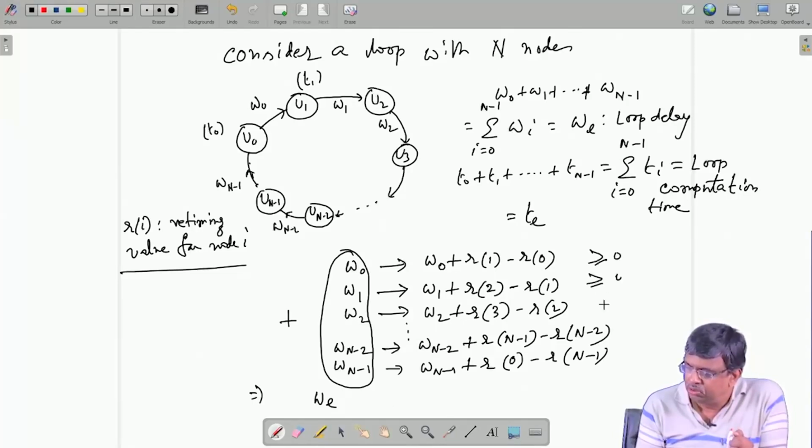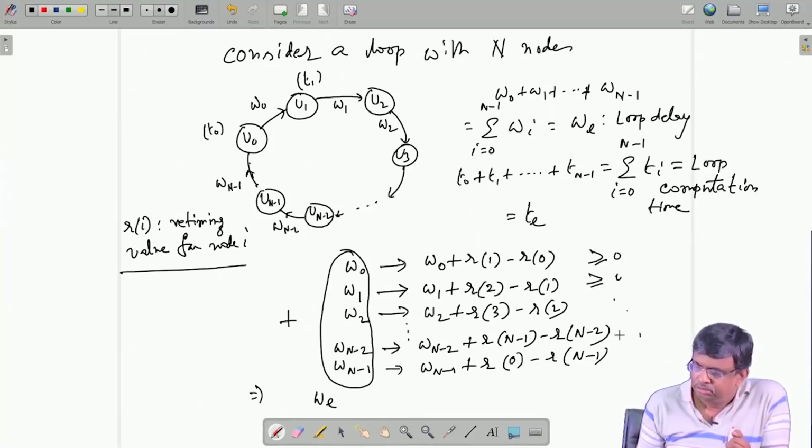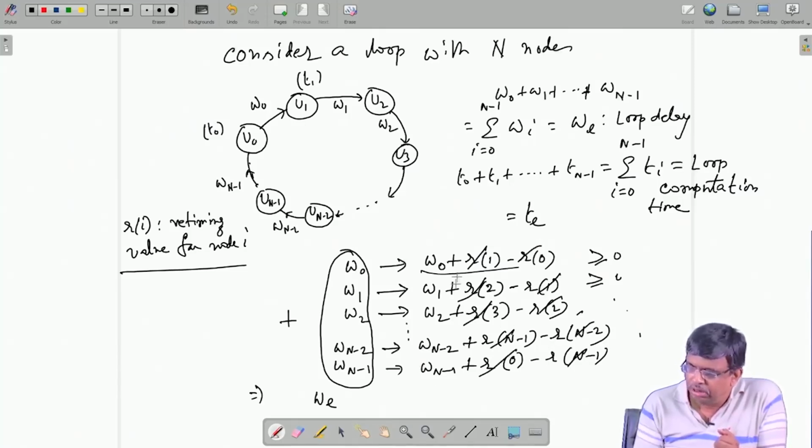The retiming values are chosen such that all are feasible, that is nobody is negative, fine. So, if I add them after retiming, what is the new loop delay? The new loop delay will be the summation of the new delays. So, this much is one delay, this much is one delay, like that. If you add them, you see these things cancel, so you will be left with only this part. So, that is again WL.